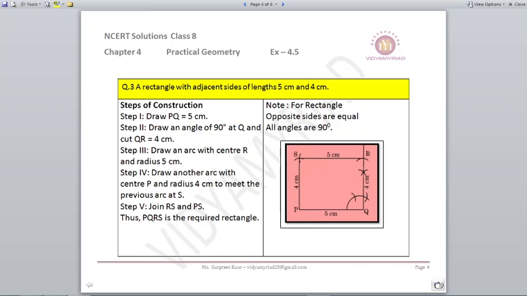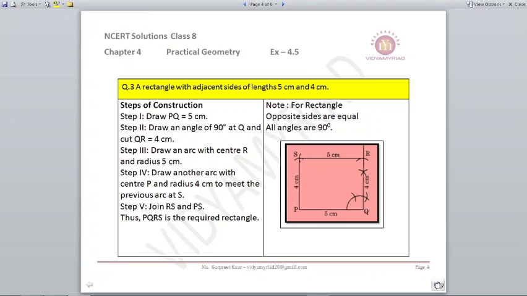Question number 3. A rectangle with adjacent sides of length 5 cm and 4 cm. So we are just given the adjacent sides. For a rectangle, we know that opposite sides are equal and all the angles are 90 degrees. So if one side is 5 cm, its opposite will be 5. The other is given as 4 cm, its opposite will be 4.